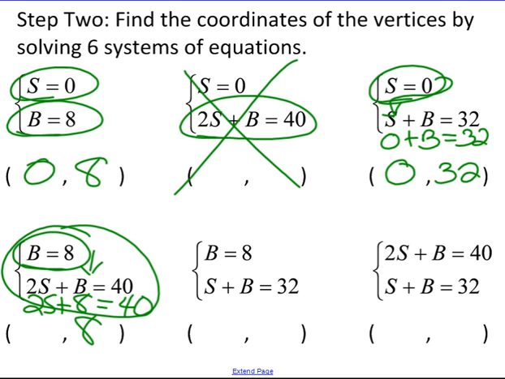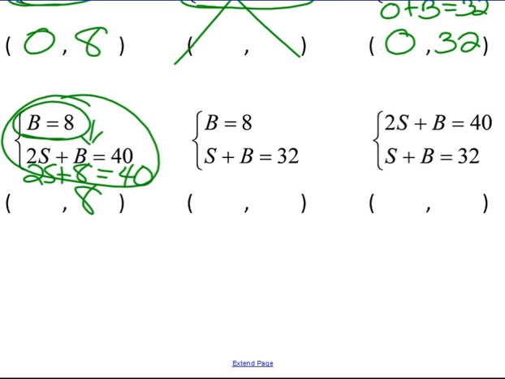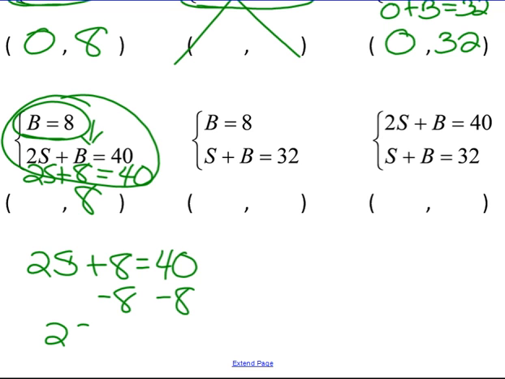And that's not a 5, that's an s. I know my 5s look like s's and my s's look like 5s. So this is 2s, plus 8 equals 40. So 2s is equal to 32. And divide by 2. And you get s is equal to 16. Okay. So we need that point. That is part of our feasible region.